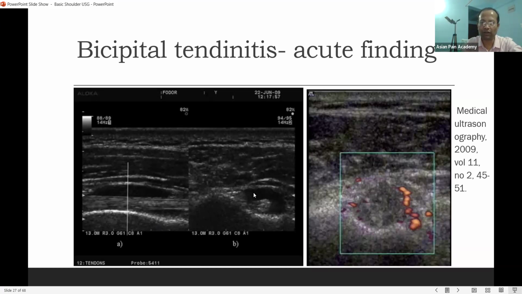Now this is also an effusion around the biceps tendon in short axis. Remember, we will say bicipital tendinitis when there is effusion around the biceps tendon, but there is no effusion in the joint. Otherwise, it will be glenohumeral joint arthritis and the effusion has just extended here. This is around the tendon only.